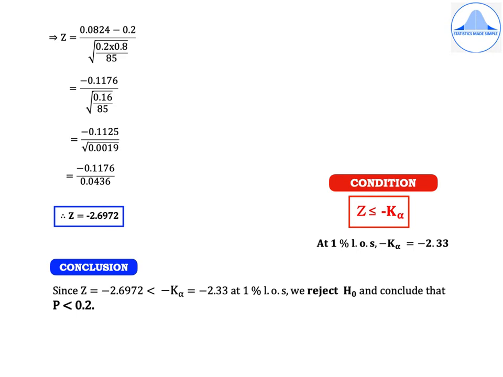Since Z is equal to minus 2.6972, which is less than minus K alpha, which is equal to minus 2.33, at 1% level of significance, we reject H naught, and conclude that P is less than 0.2. So whenever we reject H naught, it means that we are accepting H1, and you should write what is there under H1.